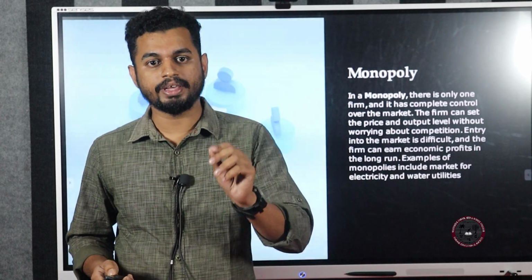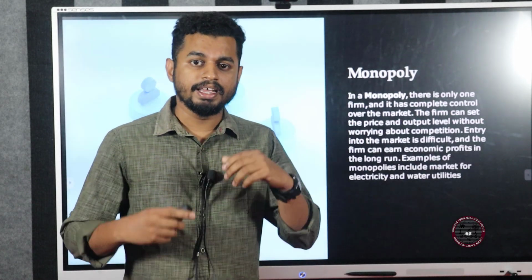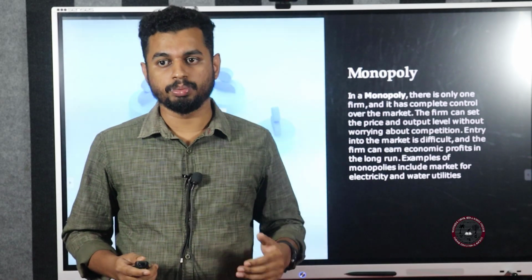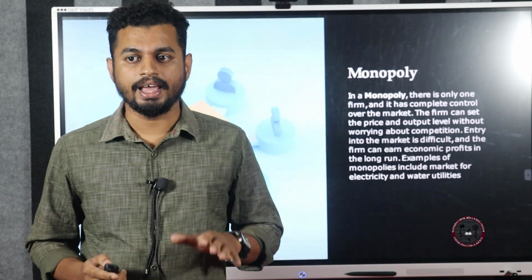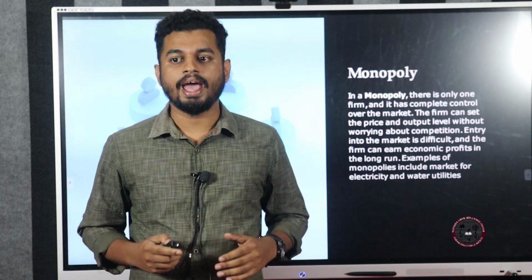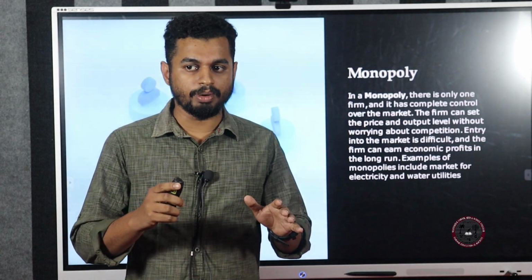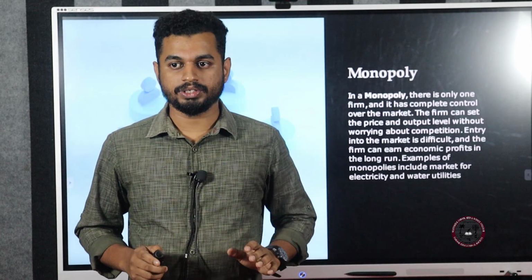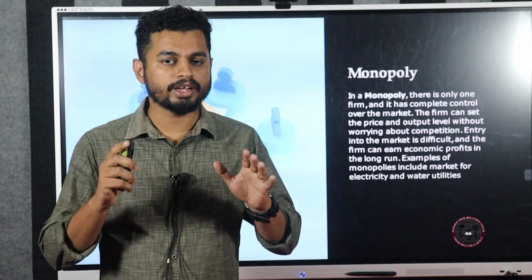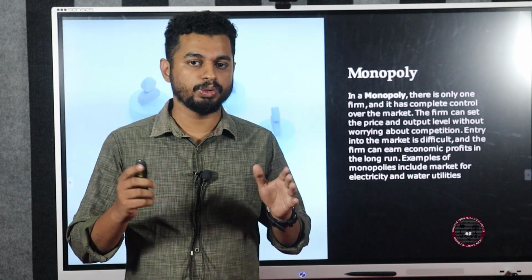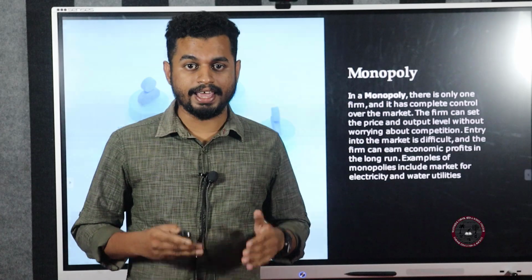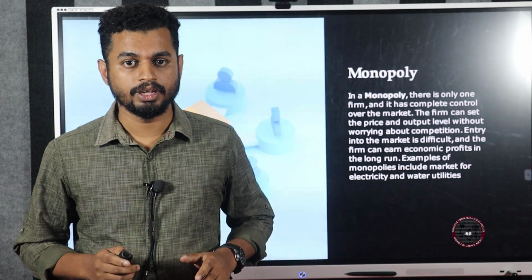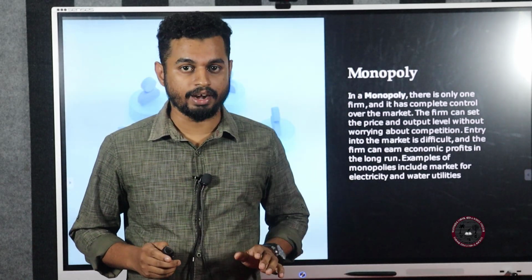The monopoly firm can set the price, and the firm can change the price in whatever way it wants. The firm can set the price and output level without worrying about competition. Entry into the market is very difficult because there is only one firm in the market. Examples of monopolies include the market for electricity and water utilities. In Kerala, we can say KSEB is a perfect example of a monopoly market, which is the only producer of electricity in Kerala.